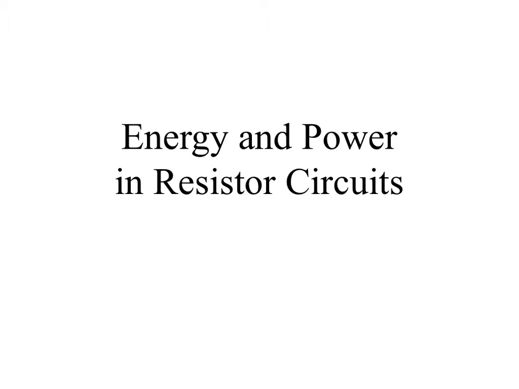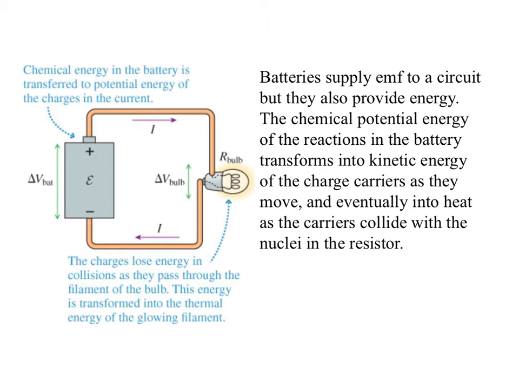Today we'll be looking at how energy and power flows through resistor circuits, circuits that have only resistors in them, at least for the moment. Batteries supply EMF to a circuit, but they also provide energy. The chemical potential energy of the reactions in the battery transforms into kinetic energy of the charge carriers as they move, and eventually into heat as the charge carriers collide with the nuclei in the resistor.